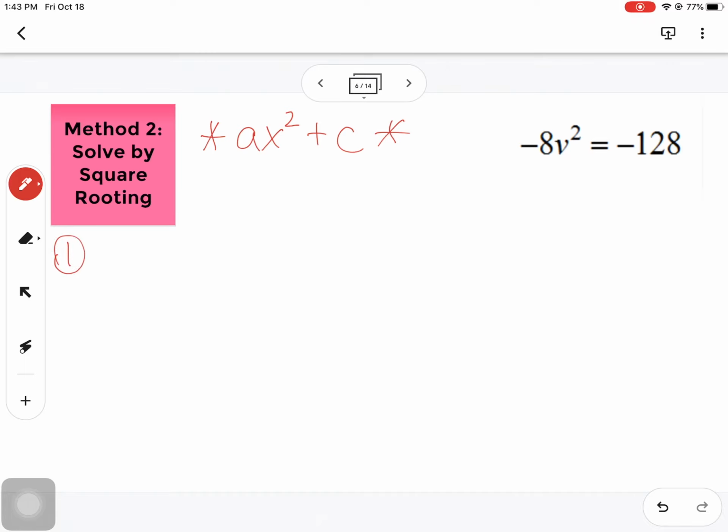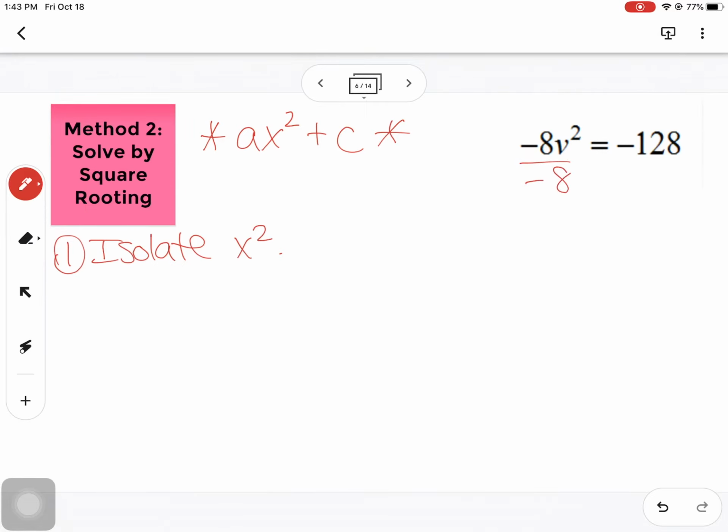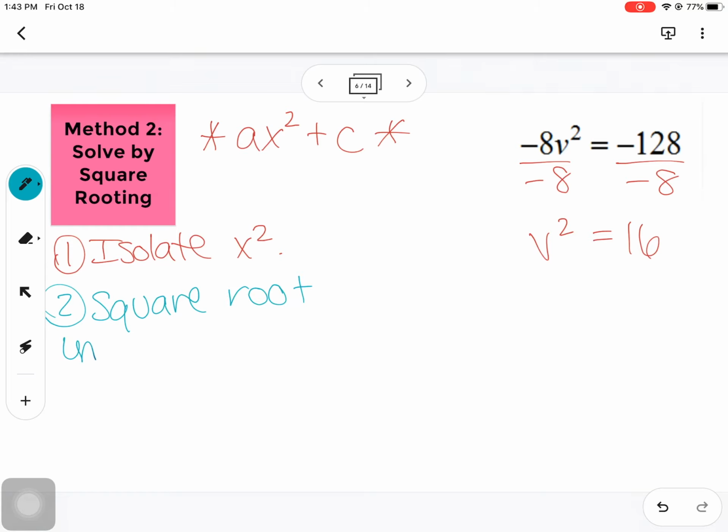With these, the first thing that you do is to isolate your x squared term, your quadratic. So here I would divide by negative 8 on both sides, and you get v squared equals 16. Then, anytime you have a squared something equals a number, what you can do is square root both sides, because your square roots and your squareds undo each other.